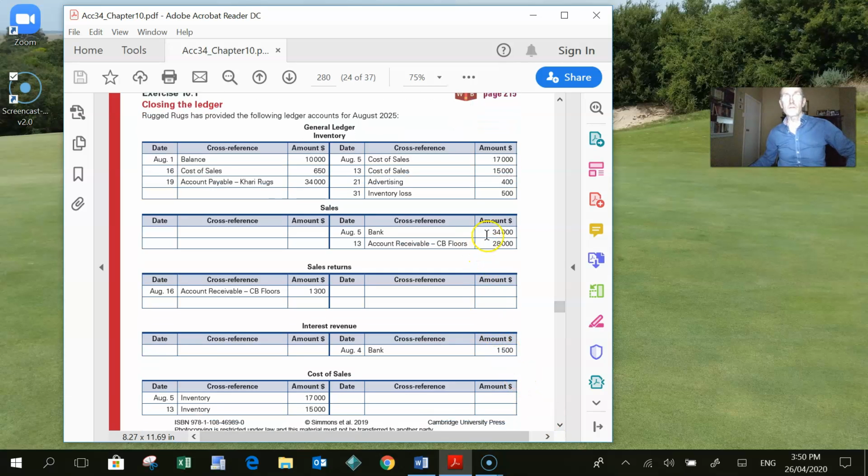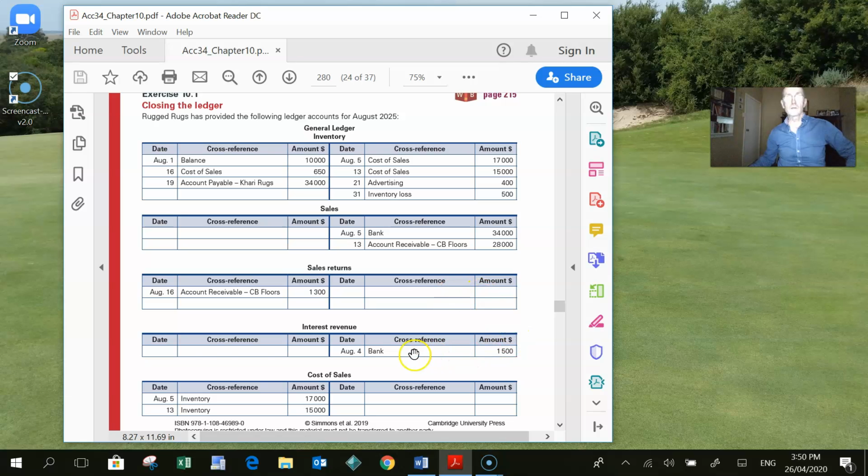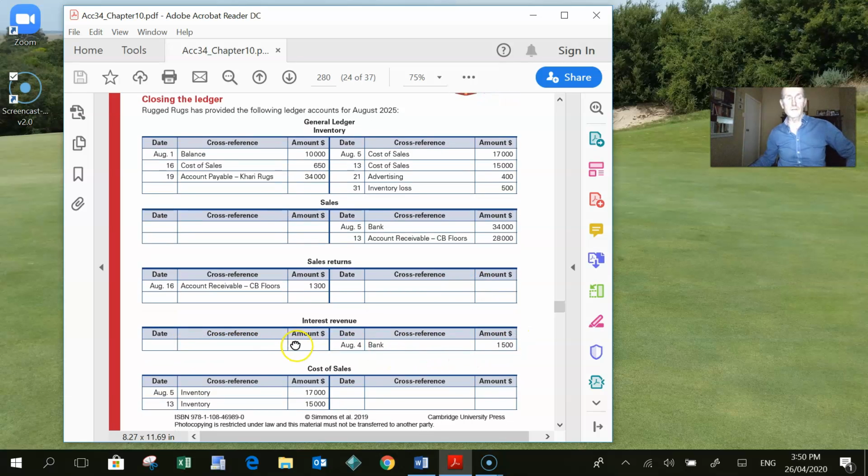So we currently have 62,000 in that account on the credit side, which means that we will put in the words profit and loss summary on the debit side for $62,000, and that account will now be finished with. The same as sales returns. You write profit and loss summary on the right hand side, interest revenue, profit and loss summary on the left hand side.